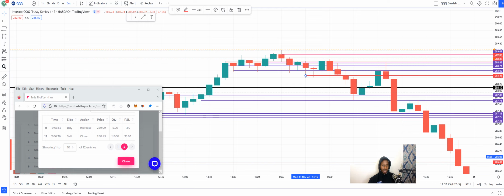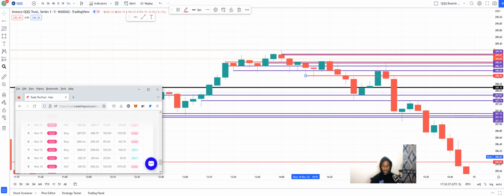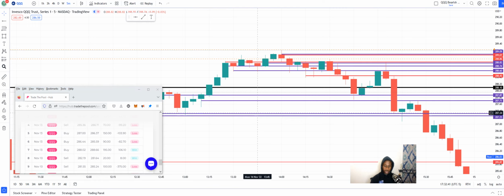So overall, today I lost 300, a little bit over 300. I was down about 400 and then I recouped about 100. So that's basically what was happening during the day while I was trading them. And let me clear off these right now.